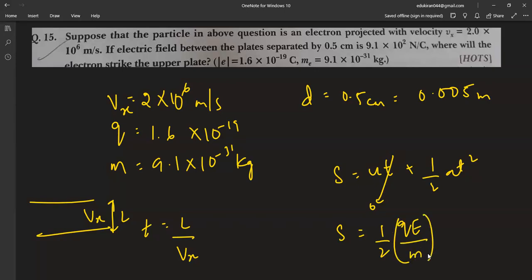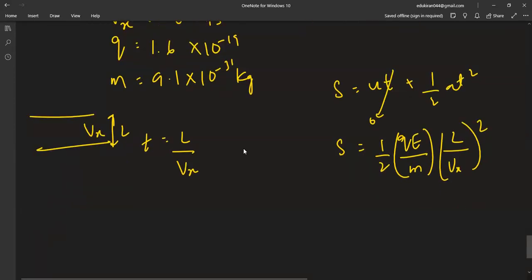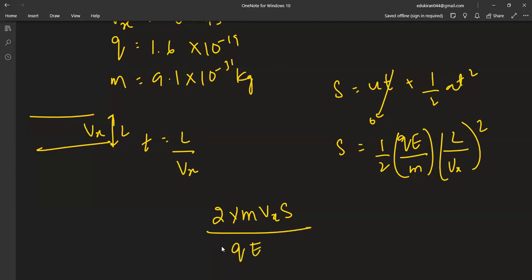Look here, class, we will be able to solve this. Half is there. Acceleration is force by mass, and time is distance by speed, whole square. From this, we have to find only the value of L, the distance that we have taken. So this becomes L equals under root of 2 M Vx squared D divided by QE.